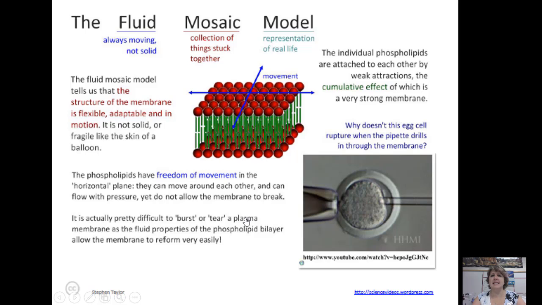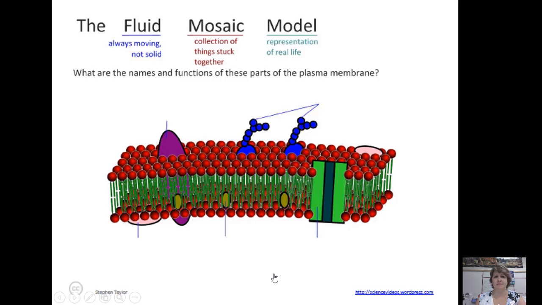All right, so you could see that the individual phospholipids had some freedom of movement, that the cell itself did not pop like a balloon when it was punctured by the pipette. So it's actually very difficult to burst or tear a plasma membrane because the fluid properties of the phospholipid bilayer allow the membrane to reform very, very easily. All right, so let's go through the names and functions of the parts of the cell membrane.